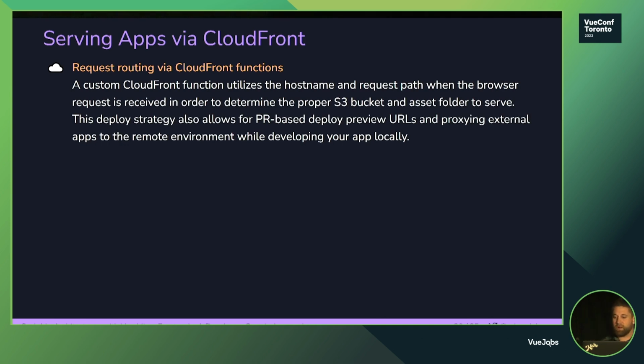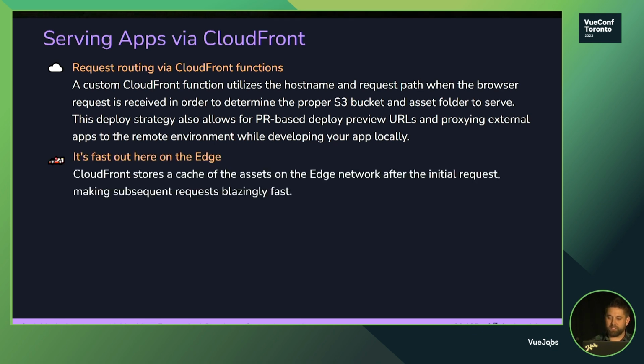Okay, so then we serve our apps via CloudFront, right? So we utilize a custom CloudFront function that looks at the host name and the request path when the browser request is received, and basically tells it which S3 bucket and asset folder to serve. So as an example, if I go to global/organization, CloudFront will evaluate the function and return a request URI of organization index.html, which will automatically load that host app's entry file. The same strategy allows us to do the PR previews, right? So instead of that root level folder, we just go into the PR folder and serve that instead.